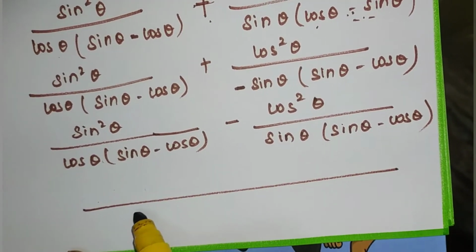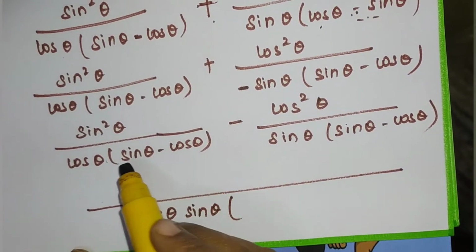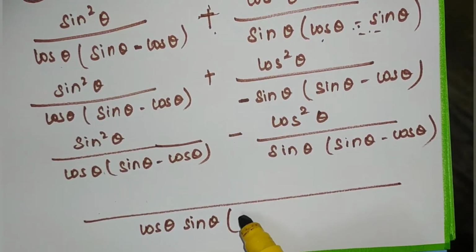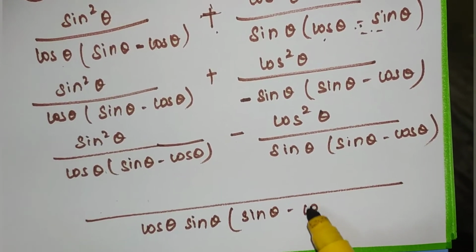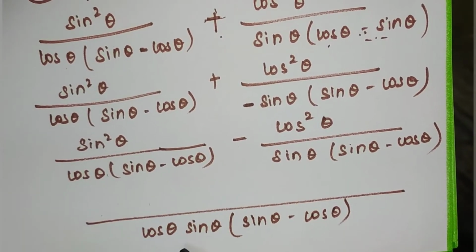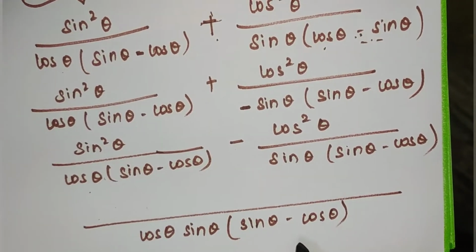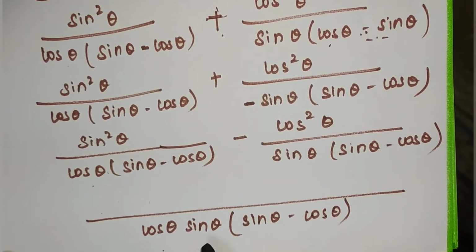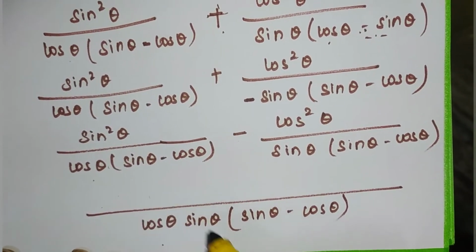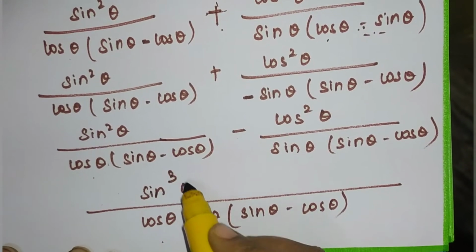What is the LCM? Cos theta, sin theta, and sin theta minus cos theta. Here we have sin theta minus cos theta, and here also we have sin theta minus cos theta. Compare with the LCM and tell what is missing. We have cos theta and sin theta minus cos theta. What is missing? Sin theta. So already we have sin square theta, and if we multiply one more sin, we get sin cube theta.